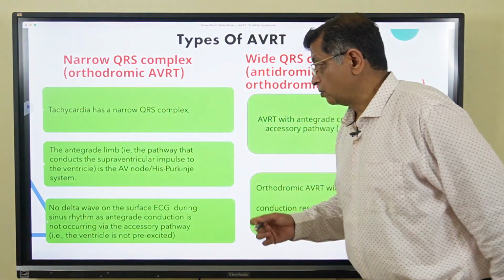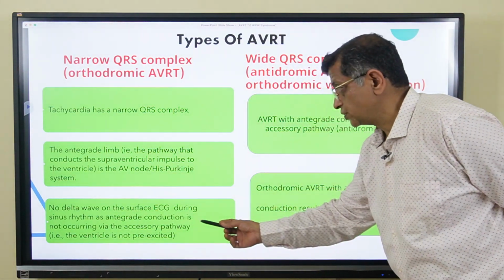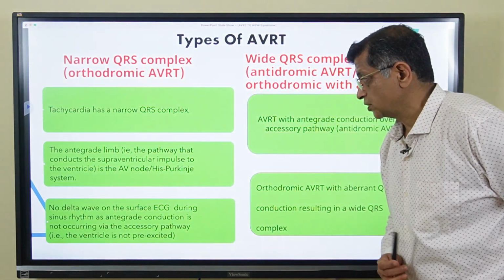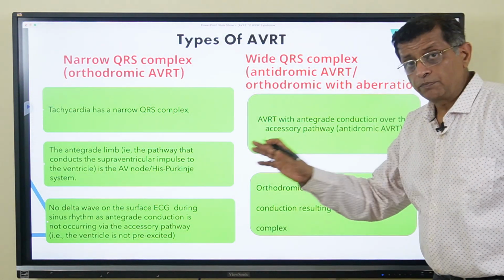So the tachycardia is narrow complex, with no delta wave on the surface ECG during sinus rhythm, as the antegrade conduction is not occurring via the accessory pathway. That is, the ventricle is not pre-excited.